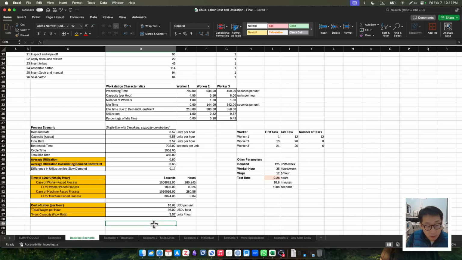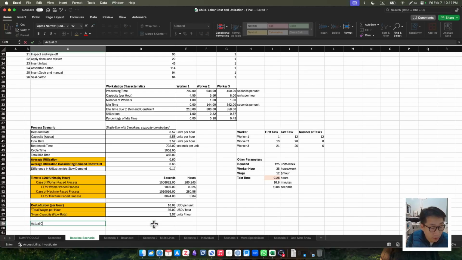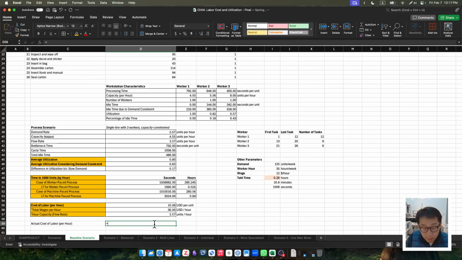So the actual labor cost in this case, let me just work it out real quick. The actual cost of labor per unit is going to be total wages per hour divided by the actual capacity instead of the actual flow rate. So it's going to be $7.92 per unit. Okay, USD per unit.